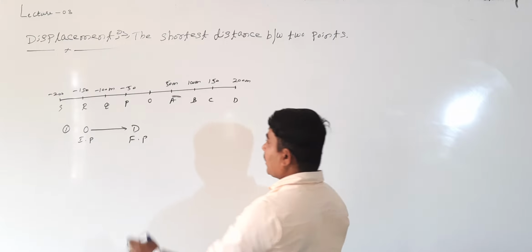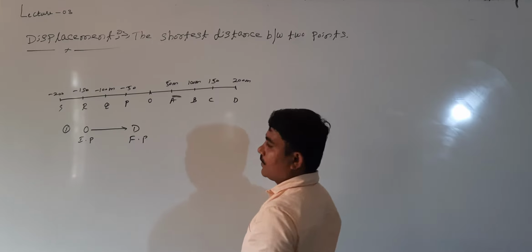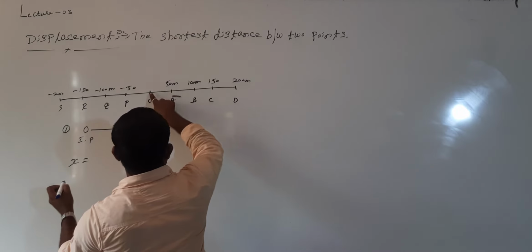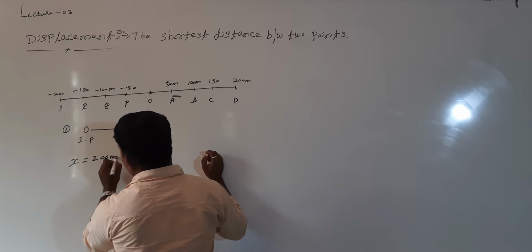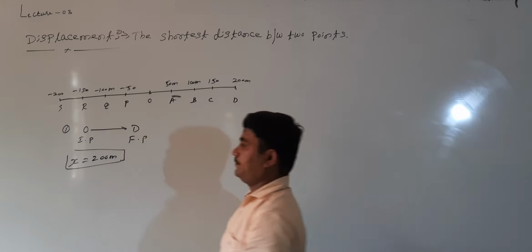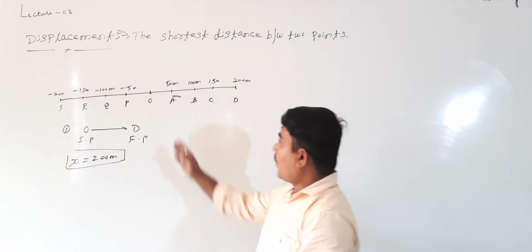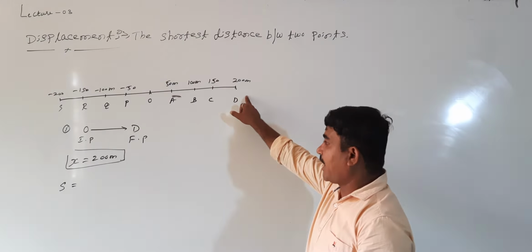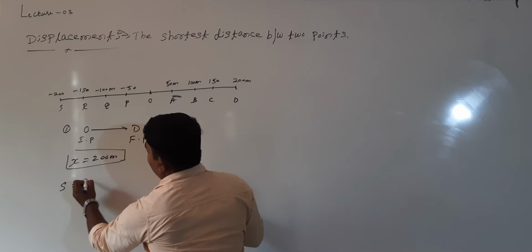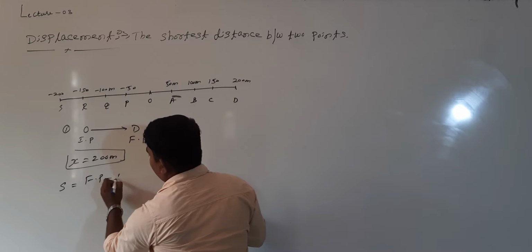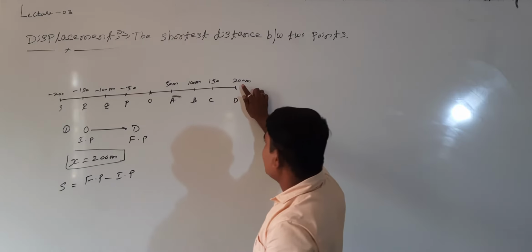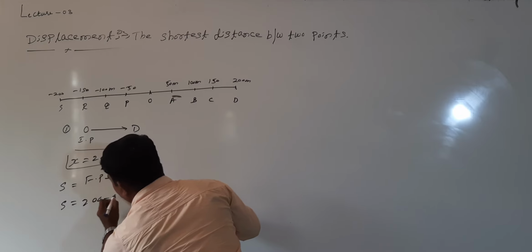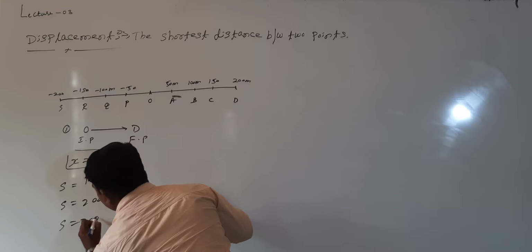When the particle goes from O to D, what is the distance here? In this case, the distance, O to D, 0 to 200, equals 200 meter. What is the displacement in this case? Displacement is the difference between final position and initial position. Final position is 200, initial position is 0. So 200 minus 0. Displacement is 200 meter.